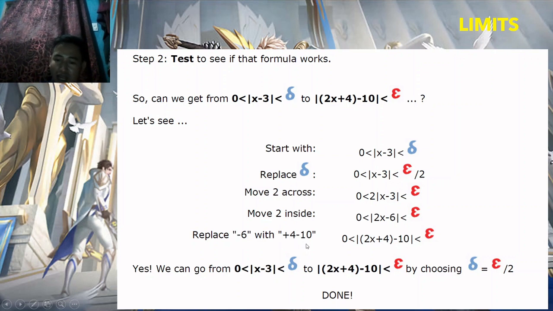Okay, so let's replace it there. And then, pair them up. Put both of them inside the parenthesis, this is f of x minus L. So it is less than epsilon. So yes, we can go from 0 less than the absolute value of x minus 3 less than delta, to this one, by choosing delta equal to epsilon over 2. Since we have shown this, we are done. So the limit of f of x, the limit of 2x plus 4 as x approaches 3, is equal to 10. So we have shown the limit.